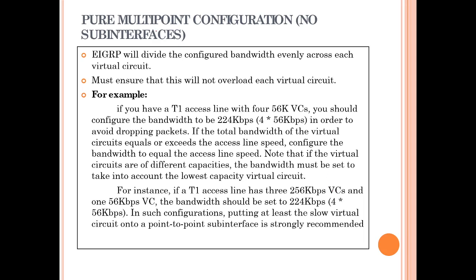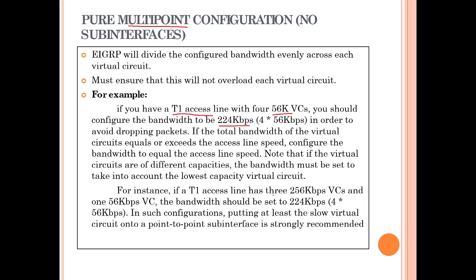So for multi-point configuration, what is happening is that EIGRP will divide the configured bandwidth evenly across each circuit. How will we take it? Let's suppose we have a T1 access line of 56K. You should configure the bandwidth to 24K, because if you multiply 4 with that, 56K will be there. You have to divide everything equally, and that is the bandwidth percentage that we were discussing in the last slides.